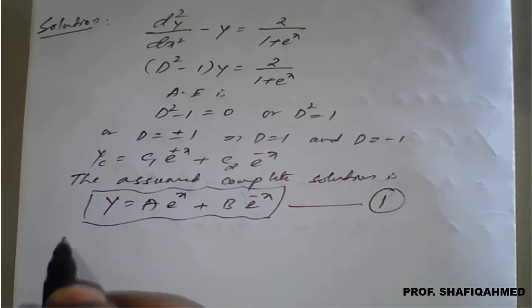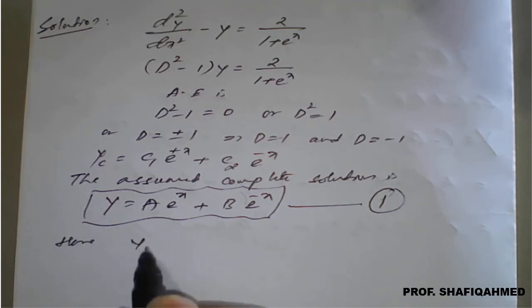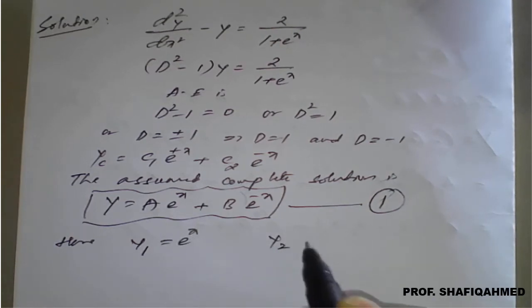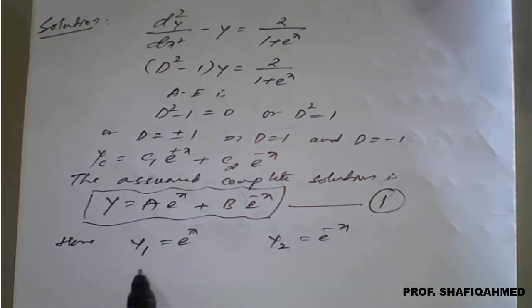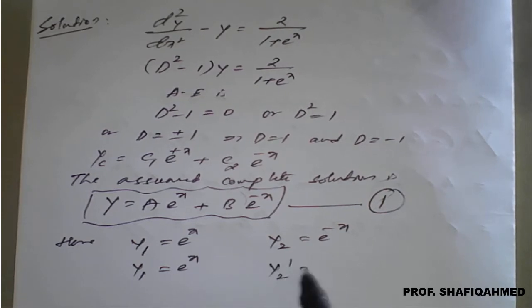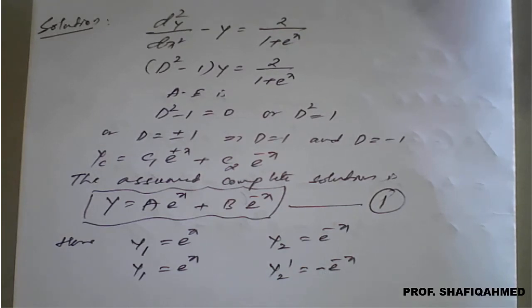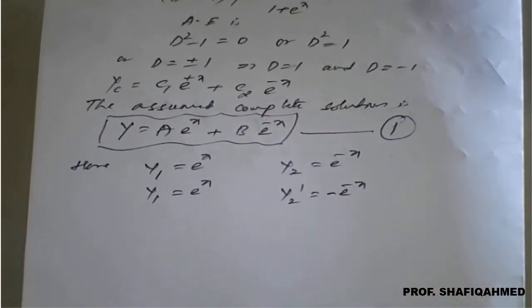So from this, here what we have, y1 value is e raised to x and y2 value is e raised to minus x. So y1 dash will become e raised to x, because differentiation of e raised to x is e raised to x. Y2 dash, the differentiation of e raised to minus x is e raised to minus x into minus 1, that minus I will write here. So therefore w value we need to find.